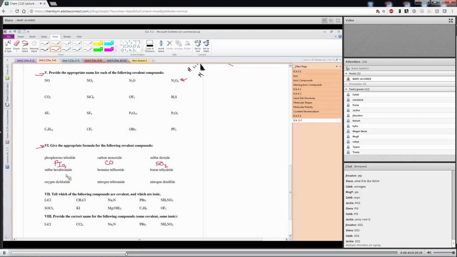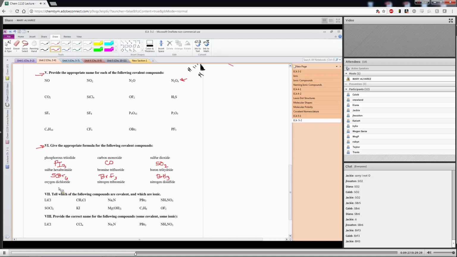Sounds fancy. Hexa. Like a hexagon. Excellent. 6 of those. Yep. Okay. Bromine trifluoride. BrF3. Excellent. Boron trihydride. Oh. Am I going to trip you up? Nope, not tripped up. BH3.